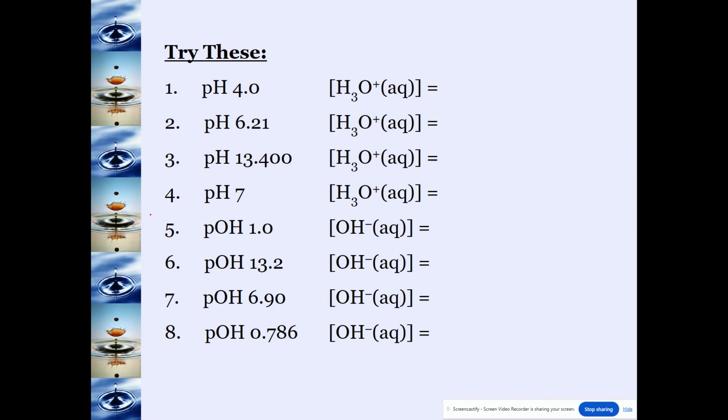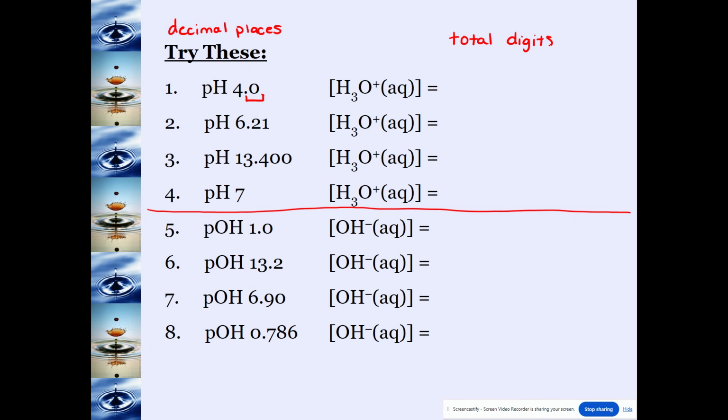The first four here, we are given pH, and we are looking for hydronium ions. And then the next four, we are looking for hydroxide, and we are given pOH. Now remember our sig-dig rules. In pH and pOH, only the decimal places were significant, so the number of digits to the right of the decimal place. In concentration, mass, volume, anything else you're calculating would need to equal its total digits. So if I have one decimal place in my pH, I need one total digit in my concentration.